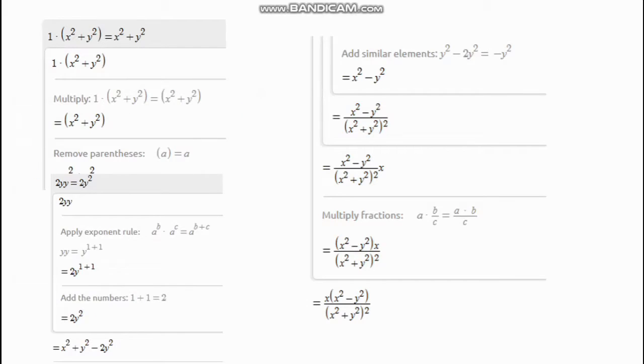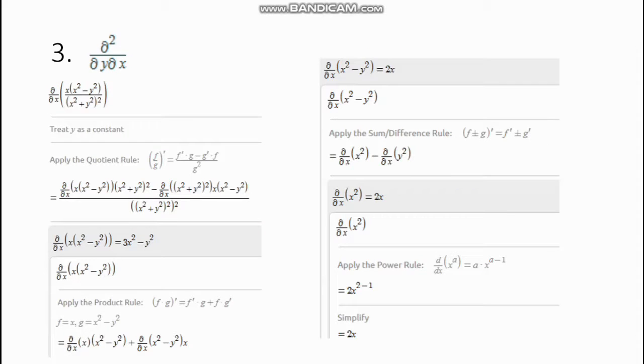as you can see here, so that it will become x squared plus y squared minus 2y squared, and finally it will become x times x squared minus y squared over x squared plus y squared to the power of 2, for the del over del y.